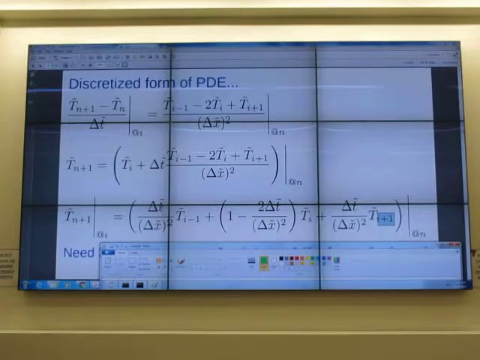So delta t tilde by delta x squared, 1 minus 2 delta t tilde divided by delta x squared. That's just a coefficient, after we do some math. And of course you can do this, right? Yeah, it's easy.